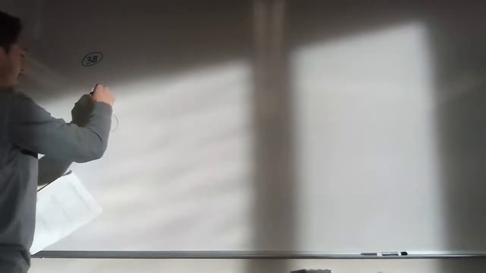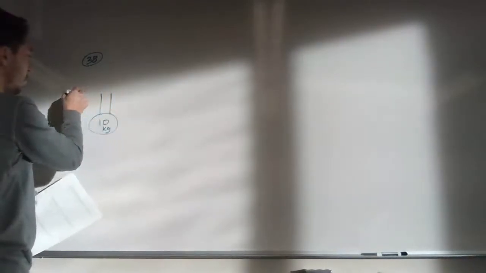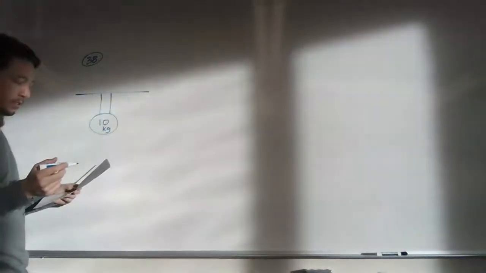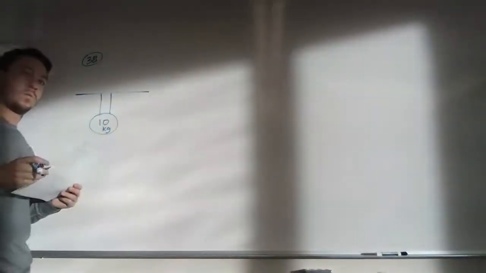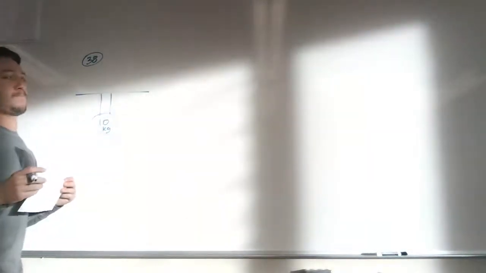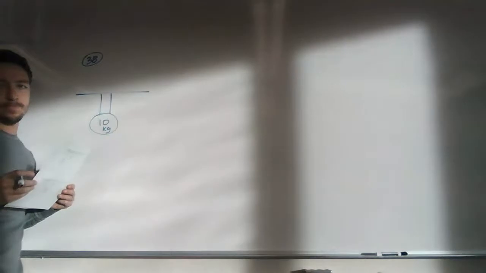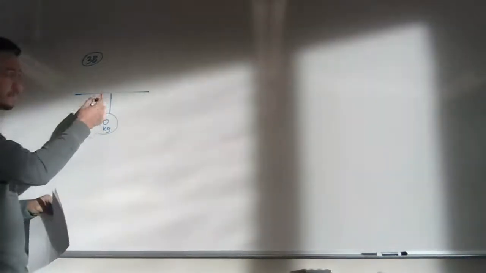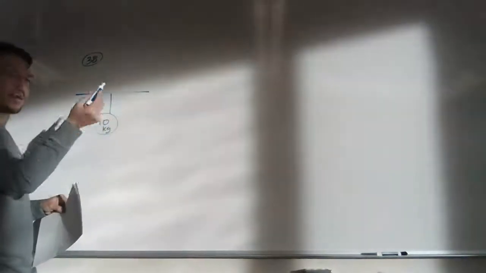If you hung a 10 kilogram weight off of two vertical strings, what would be the tension in each string? Get it, Kate? Close. 49. Because your equation, well, you had the right idea, that's good.